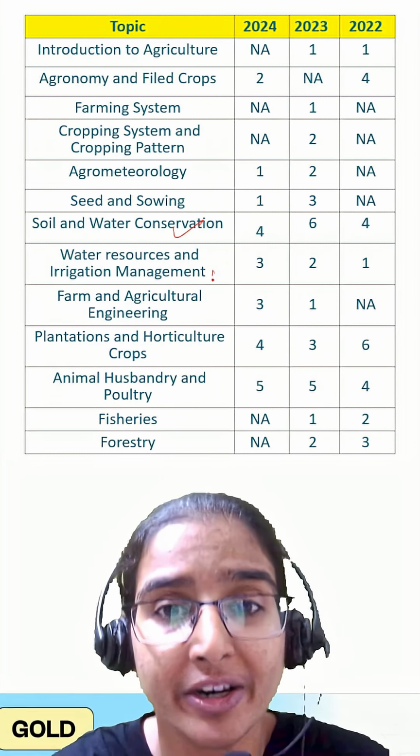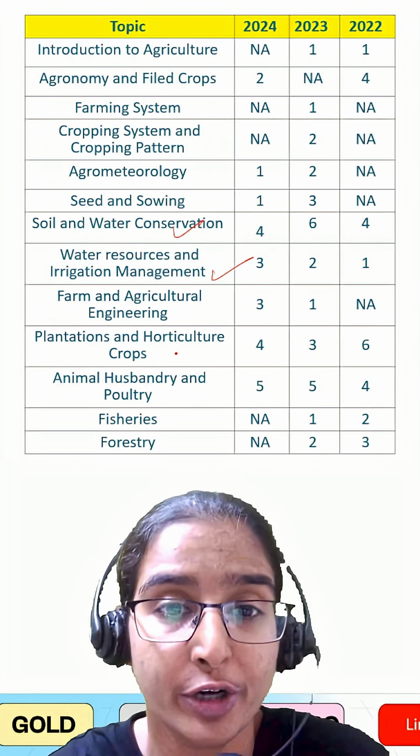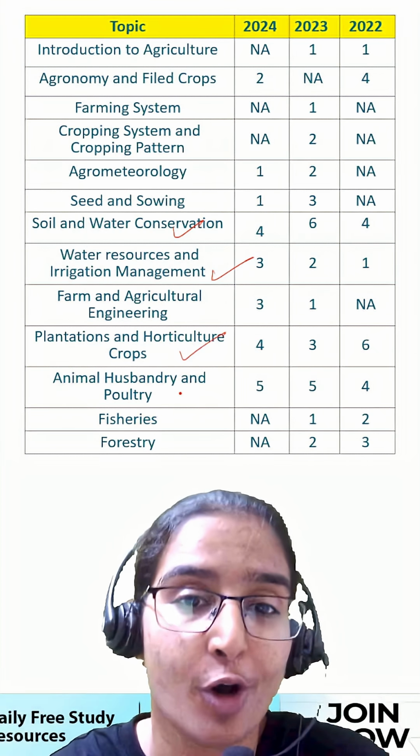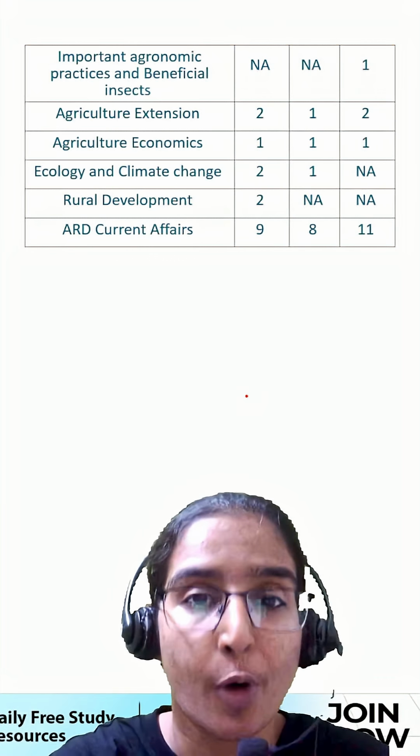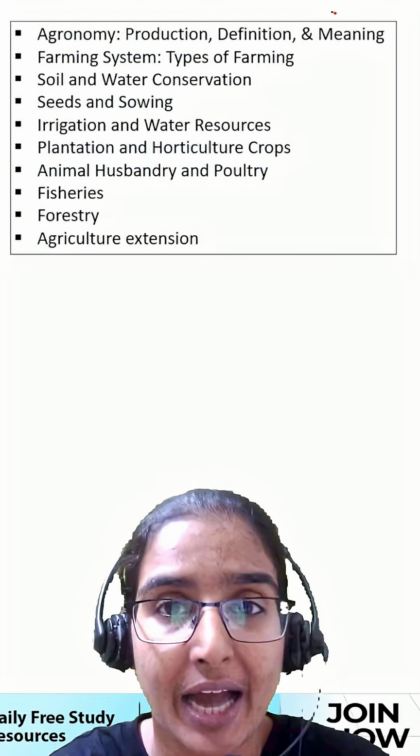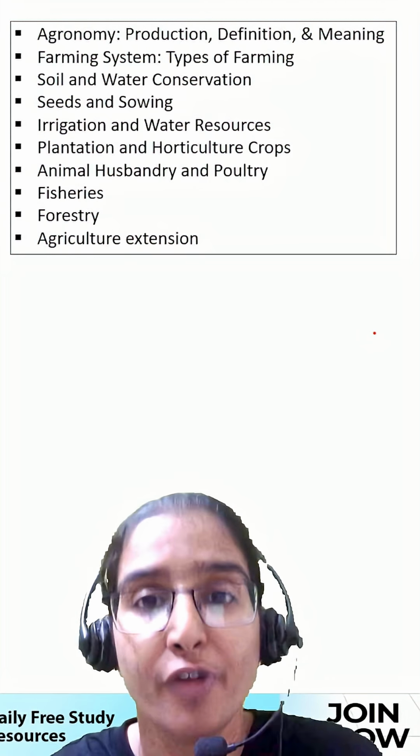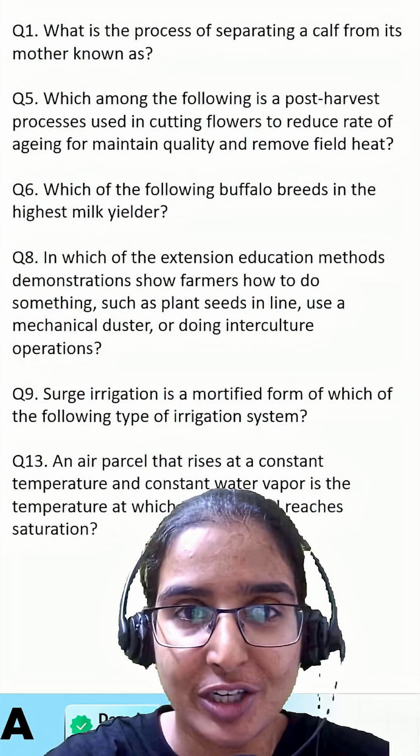Apart from that, water and resource irrigation management is a very important topic. Plantation and horticulture, crops, animal husbandry and poultry, fisheries, forestry, these are some of the important topics. So students, on the basis of that, here's a list of the 9 to 10 most important chapters from our ARD static perspective, right? Now students, let us see the kind of questions that are being asked.